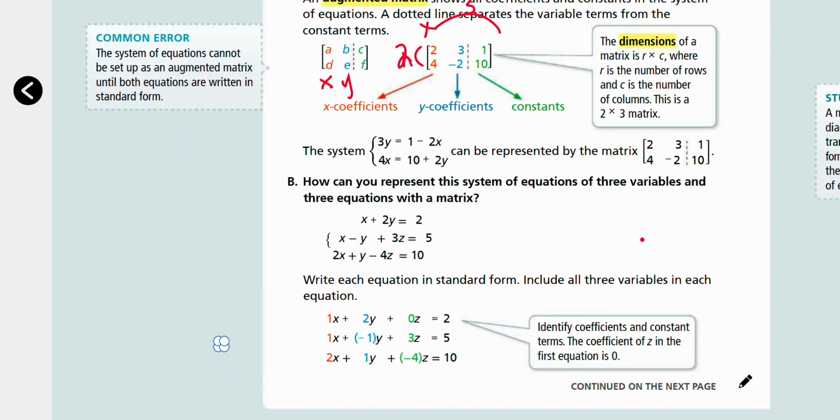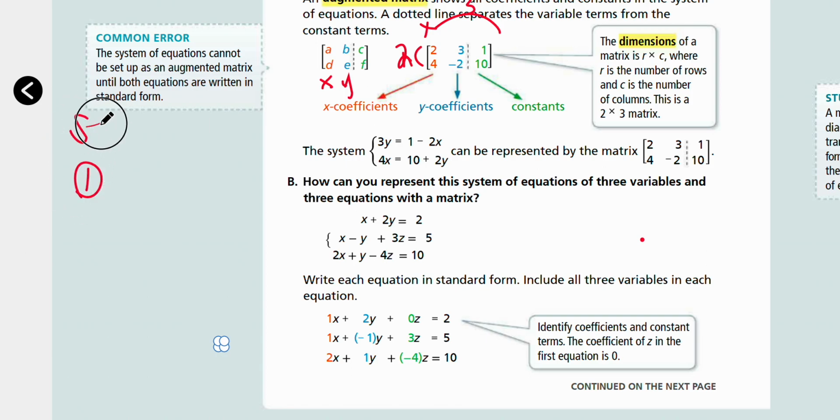Part B: how can you represent a system of 3 variables and 3 equations with a matrix? What if we have 3 variables and 3 equations? We do the same thing. Make sure we line up the same variables in the first column, the next column, and the next column. Then we write the coefficients and the constants in the matrix. It shouldn't be that hard. Just align them and then write the coefficients.